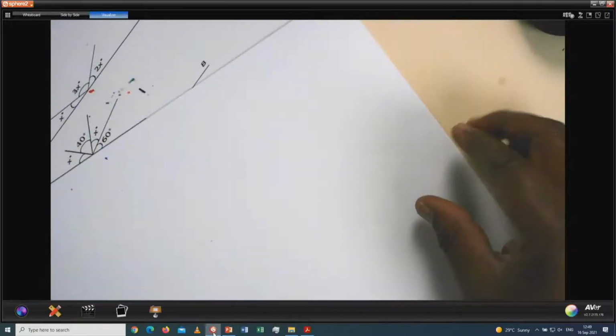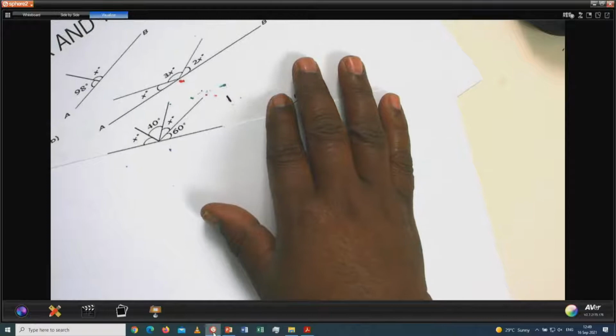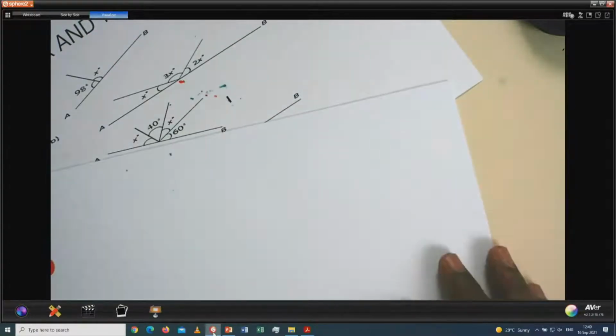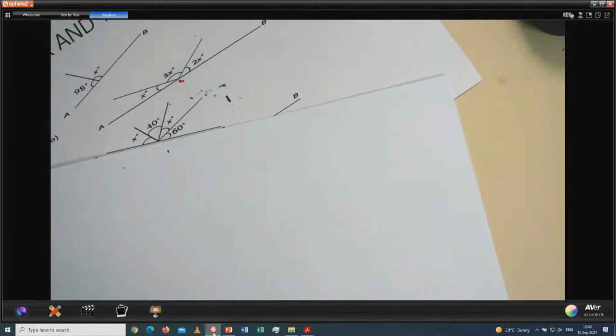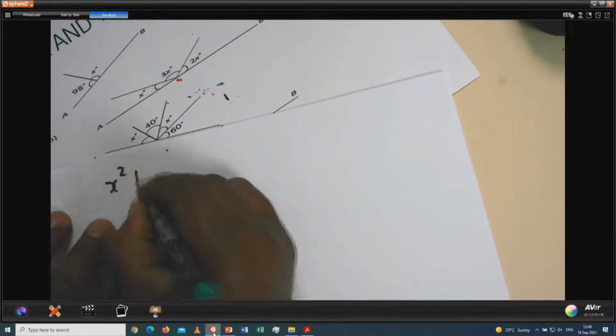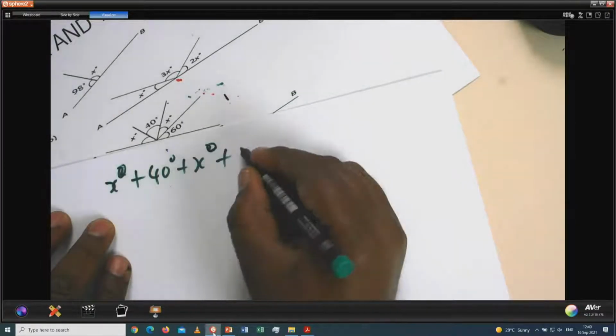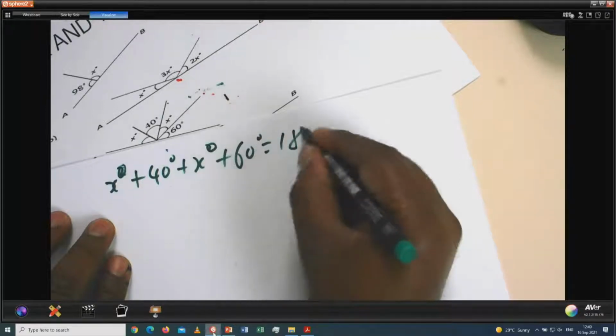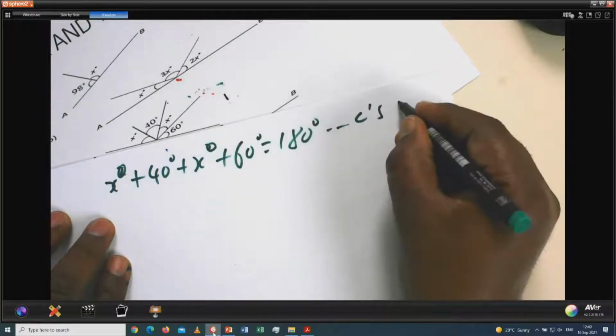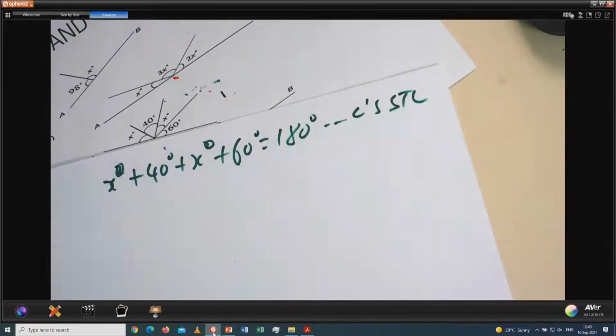You just look at what is in front of you. Look at the picture in front of you. What is it telling you? It tells you about the relationship. You look at this figure, straight line again. What do you know about a straight line? You add all the angles, they should give you 180 degrees. Therefore, x degrees plus 40 degrees plus x degrees plus 60 degrees should give you 180. You know why? Angles on a straight line.